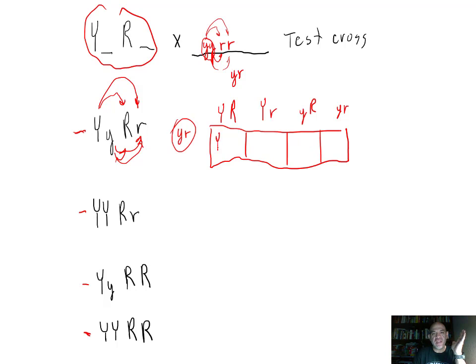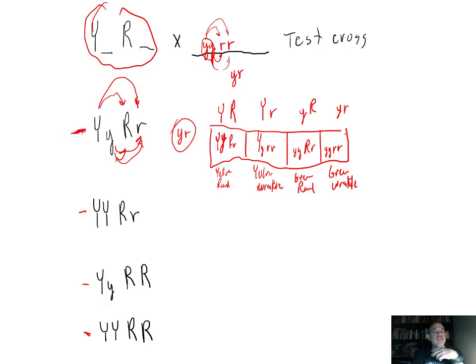So going through here, we're just looking at the phenotype. What would we expect from this if the individual we're doing the test cross on was heterozygous for both? We're going to get big Y, little y, so we know this is going to be yellow, and we're going to get big R, little r. So this is going to be yellow and round. And then we go big Y, little r, little r. This is going to be yellow and wrinkled. And then this one is going to be green and round. And then the last one is going to be green and wrinkled.